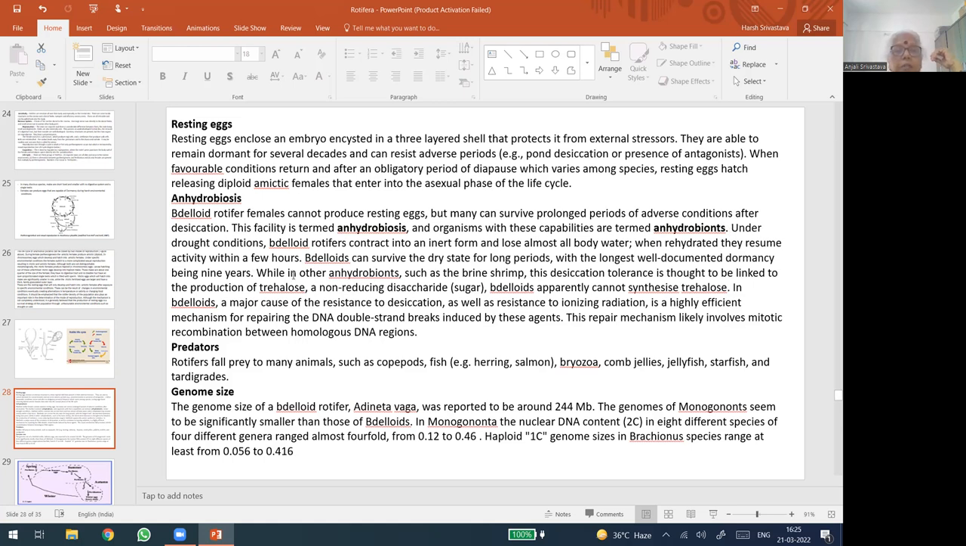Under drought conditions, diploid rotifers contract into an inert form and lose almost all body water. When rehydrated, they resume activity within a few hours. Diploid rotifers can survive the dry state for long periods.